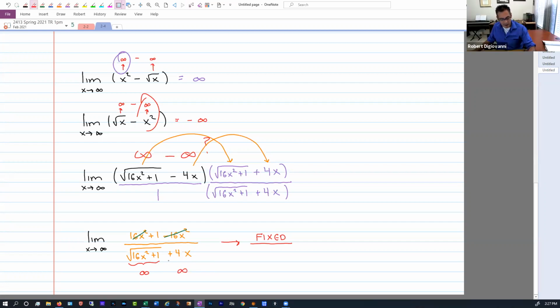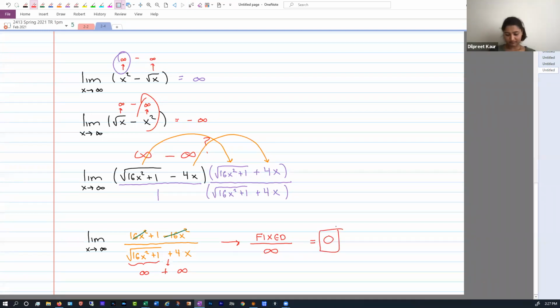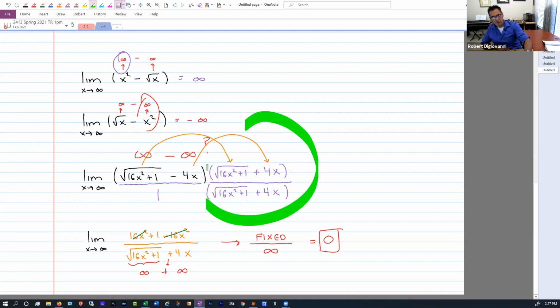Infinity, and we're adding them, right? That's not a problem. It's when we're subtracting them that we have a problem. So we know that the bottom's headed to infinity. And Dilpreet, what happens whenever we have a fixed number over infinity? Where does it go? 0. 0. So this limit is 0. But we had to come in here with this conjugate. Really weird. Really weird.